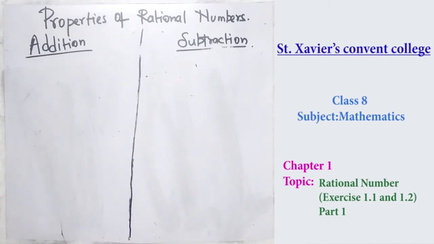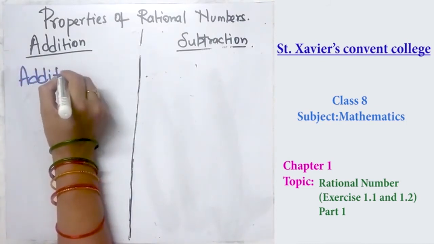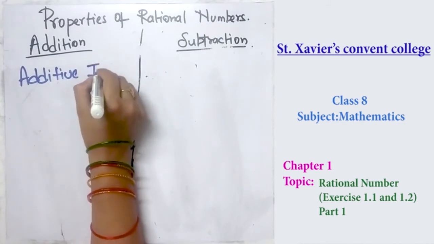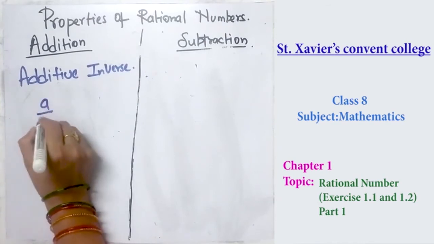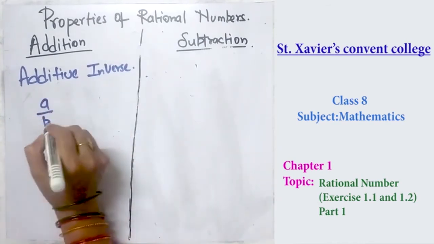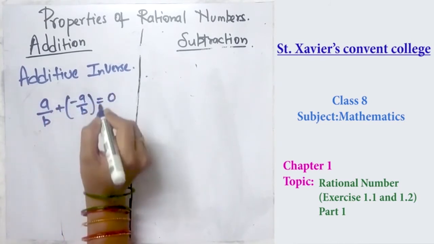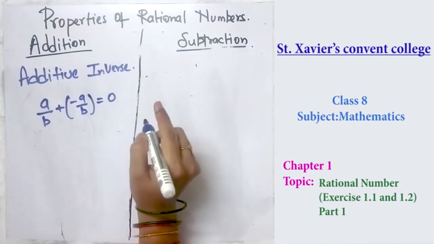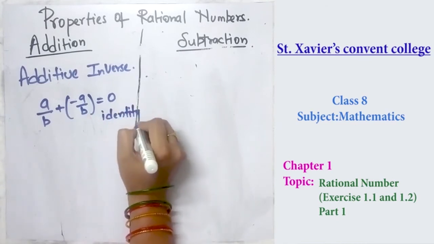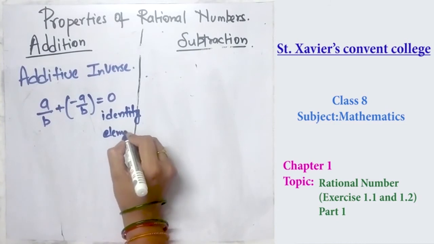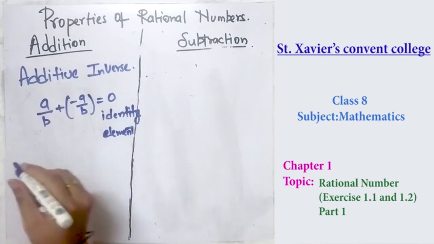So we discuss it here: the additive inverse. Additive inverse is such an element that, suppose you have a rational number a upon b. If you add minus a upon b to it, you will get 0, which, as I told you before, is the identity element. So to have an inverse, it is necessary that whatever element you take, on adding it to the original one, you get the identity element. Let's discuss with an example.